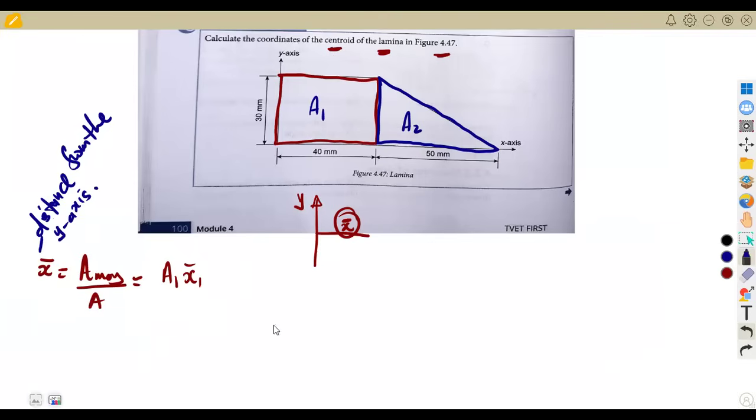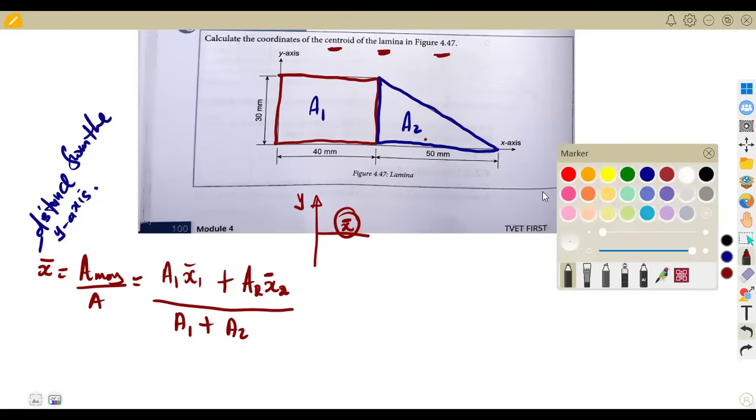So meaning to say all these sums of areas must be from the y-axis. Area 2, again, the distance that we're going to take there from the y-axis. So this will be x2. Everything over the total area, which is going to be area 1 plus area 2. So if you consider the part of the x, that is the idea there.